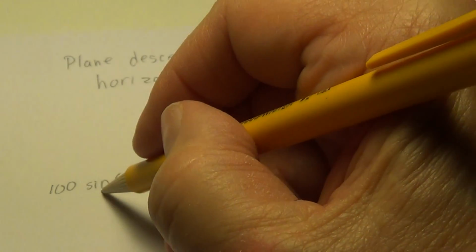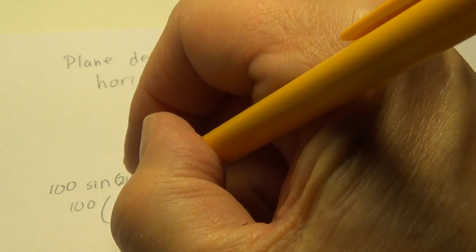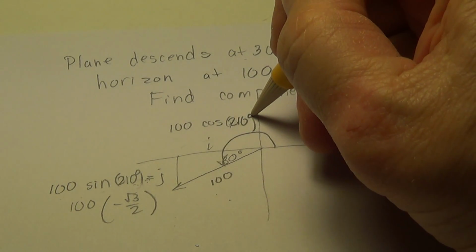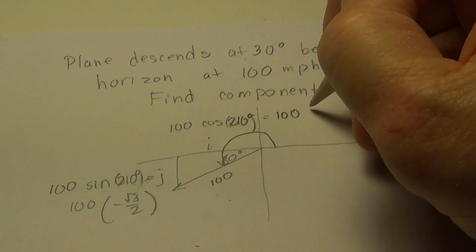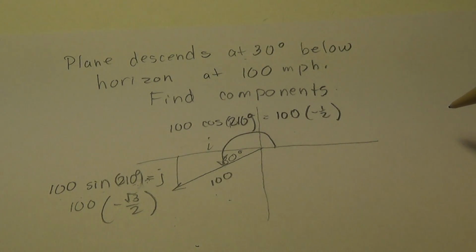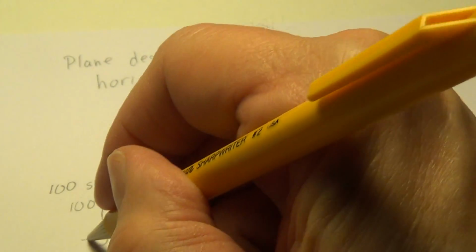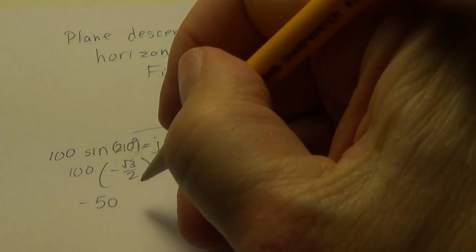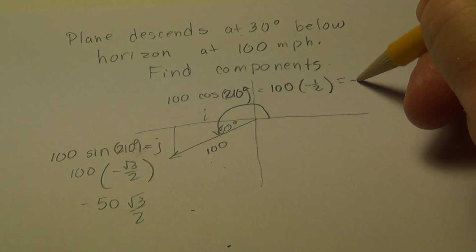So this 100 times the sine of 210 is 100 times, what is that, minus square root of 3 over 2. And cosine of 210 is 1/2. So this part becomes 100 times negative, sorry, negative 1/2, both negative in that quadrant. So this comes out to be 2 goes into 150, so we have minus 50 square root of 3 over 2, and over here we have minus 50.